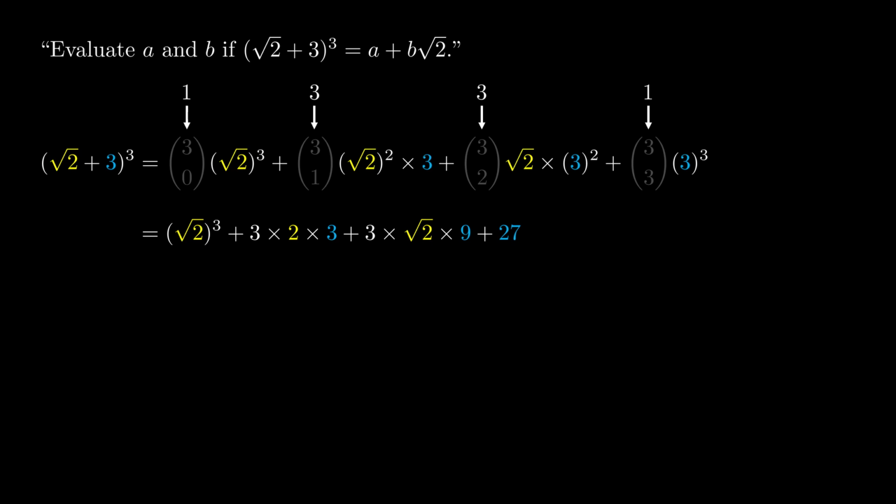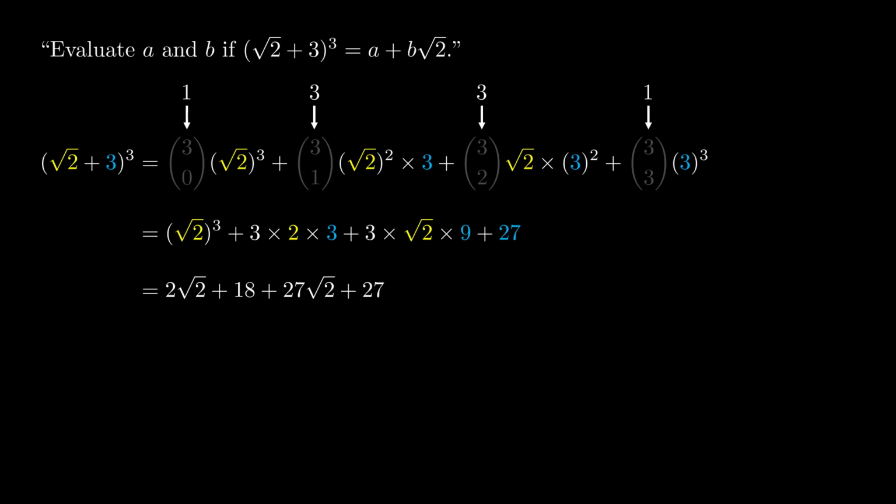Here I might take the first term, the root 2 cubed, and I might pull that apart. That might be root 2 squared and root 2. Of course, root 2 squared is just 2. So we get 2 root 2. Okay, so keep in mind that first term is 2 root 2. That means that this simplifies to that. I've also done a few of the multiplications there.